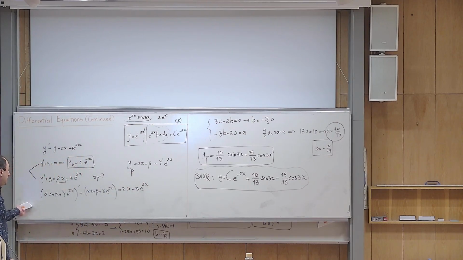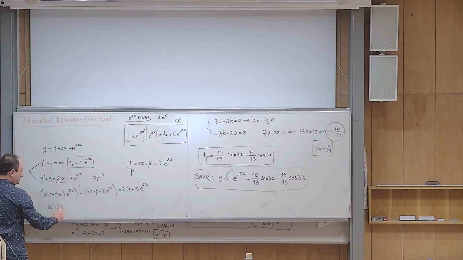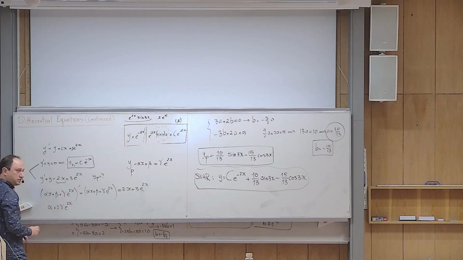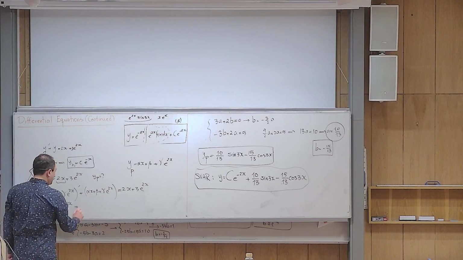Let me do the calculation. The calculation is extremely simple. Alpha x derivative becomes alpha. The derivative of beta is 0. Here 2 goes down, and the function repeats itself. And here nothing, I just copy and paste everything.